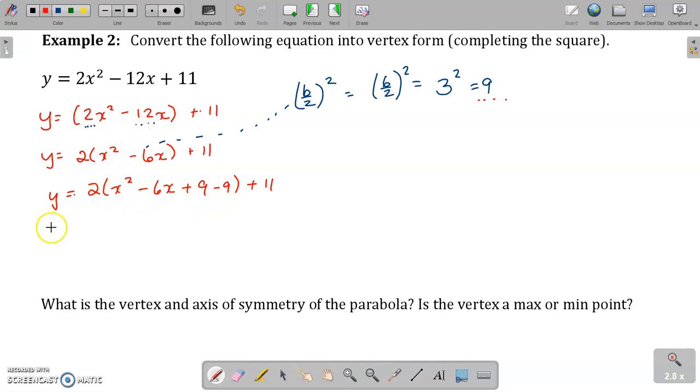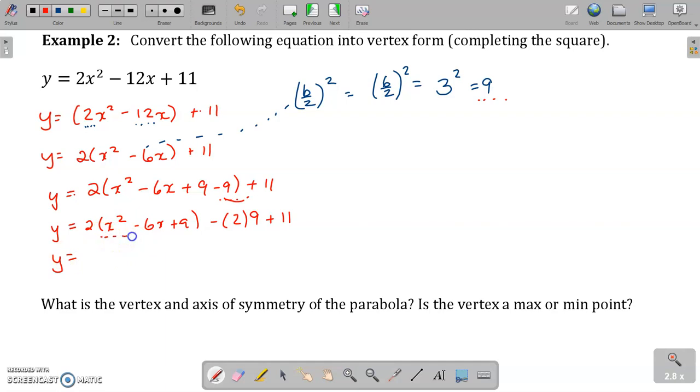So the next step is we have to factor this term out, but we have to multiply it by that a value. So I'll show that. So we have 2 times x squared minus 6x plus 9. And now if we move this one out, we have to also take that 2 with it. Negative 2 times 9 plus 11.